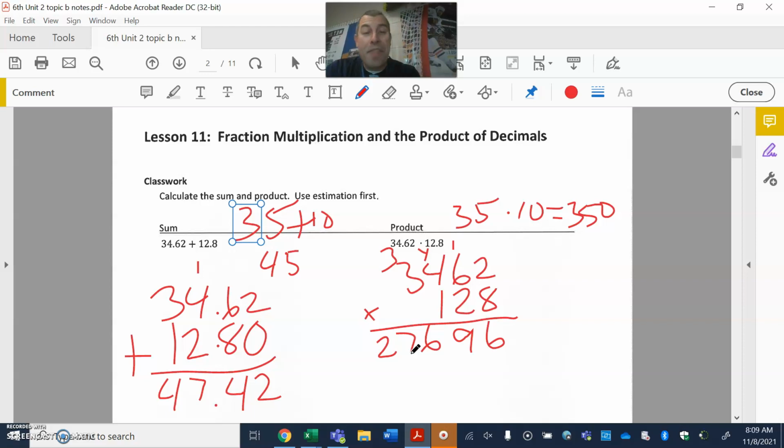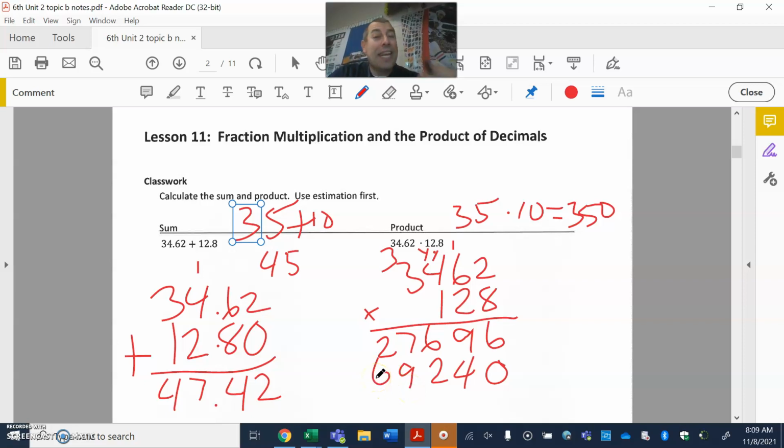Now, that was the ones place value, so just normal multiplication. The 2 is in the tens. So I have to start my second row with my 0 so I can start in the tens position. 2 times 2, 4. 2 times 6, 12. Put down the 2, carry the 1. 2 times 4, 8. 8 plus the 1 is a 9. And 2 times 3 is a 6.